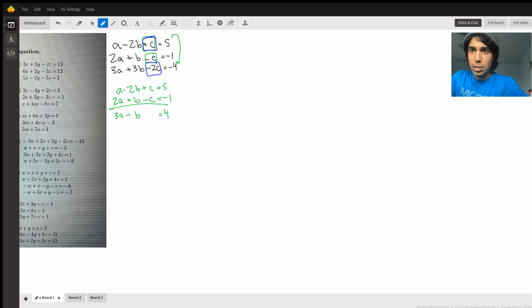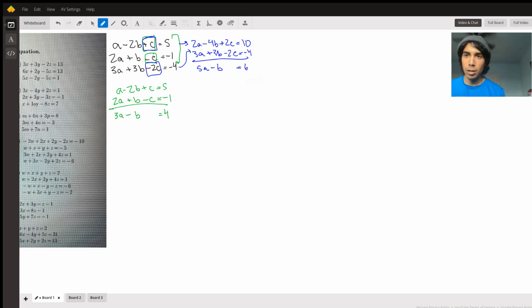Let's take this top equation here and multiply it all the way through by 2 on both sides. So it's going to be 2a minus 4b plus 2c equals 10. And then I'm going to take this bottom equation and rewrite it right here, because when we add them together, we're eliminating that c variable. All right, so we've got 3a plus 3b minus 2c equals -4. Let's add these together. That's going to give us 5a minus b equals 6. All right, and there we go.